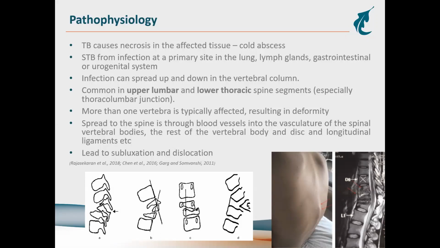So the spread to the spine is through the blood vessels into the dense vasculature of the spinal vertebral bodies, the anterior inferior section mostly, to the rest of the vertebral body and the disc, and then to the anterior and posterior longitudinal ligaments, which give support, and adjacent vertebrae, resulting in destruction of the intervertebral disc, collapse of the spinal segments, and anterior wedging. And then eventually you can have subluxation and dislocation because the stability of the spine is compromised.